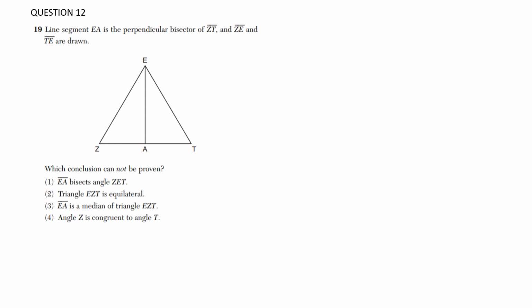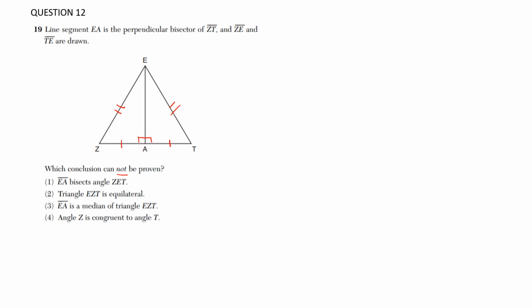Line segment EA is the perpendicular bisector of segment ZT, and ZE and TE are drawn. Which conclusion cannot be proven? So we know that right now we have line segment EA, and it tells us it's a perpendicular bisector. So that means it forms a 90-degree angle with line ZT, and that segments ZA and AT are identical. So what does this tell us? This tells us that it's an isosceles triangle, because doing this, we know that points Z and T are equidistant from E. So these are the same.